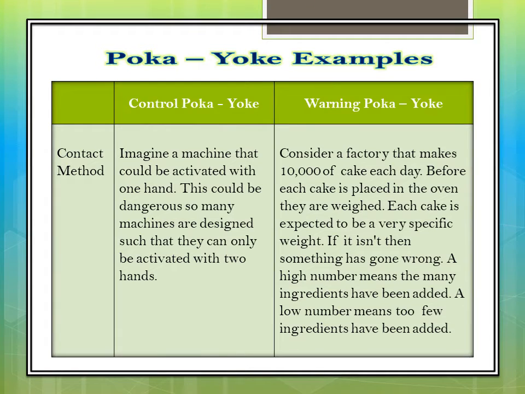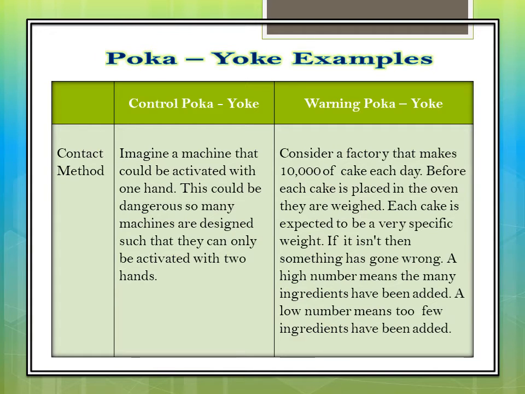Poka-yoke examples. The first example, we are going to look at the contact method of implementing control Poka-yoke. So imagine a machine that could be activated with one hand and that would leave one hand free in certain circumstances. This could be dangerous, so many machines are designed such that they can only be activated with two hands.